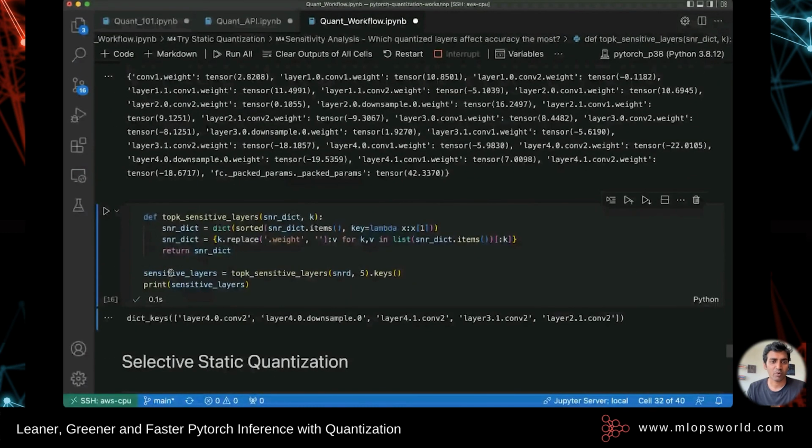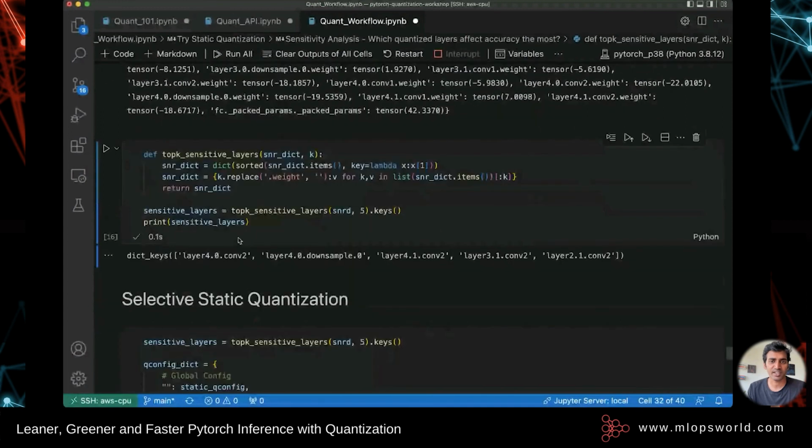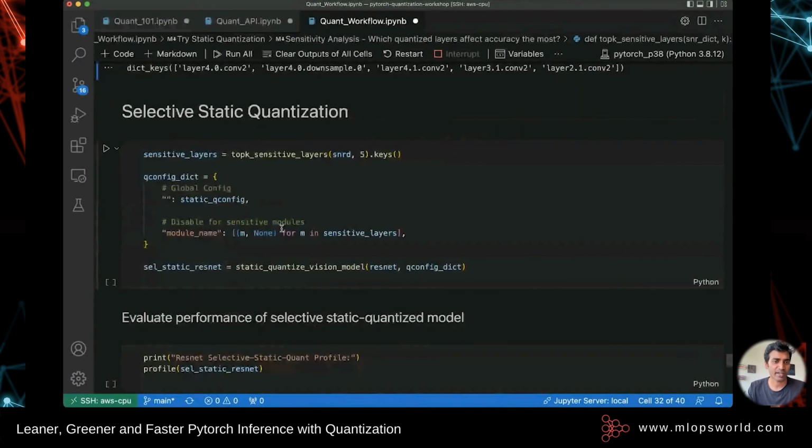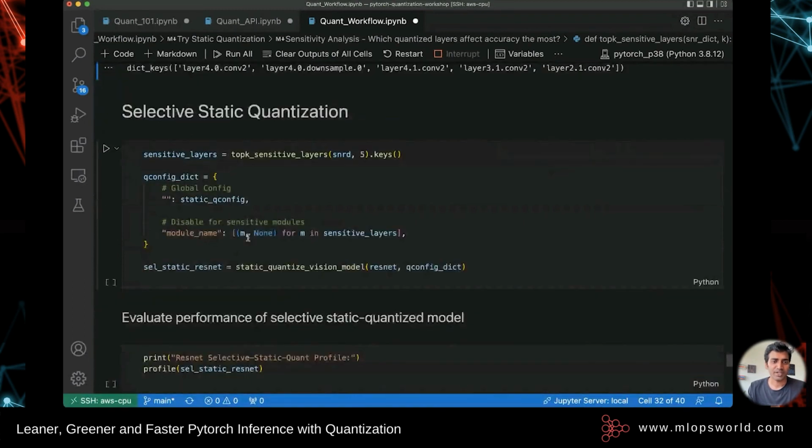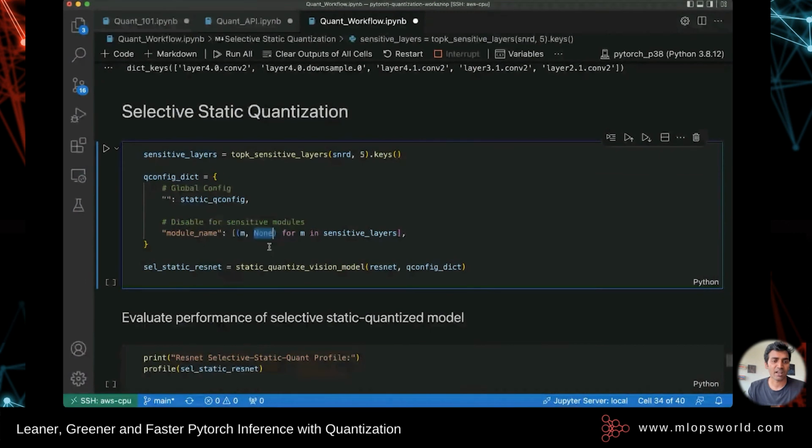We take a look at the most sensitive layers, like these are the layers which have the least SNR. That is, the noise is much more than the signal. So what we want to do is disable quantization for these sensitive layers. The way we do that, again, is use the qconfig dict. We get our sensitive layers in this variable, and we just append None to that so that quantization skips these modules, these layers.